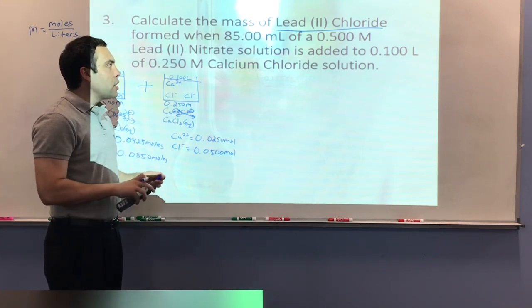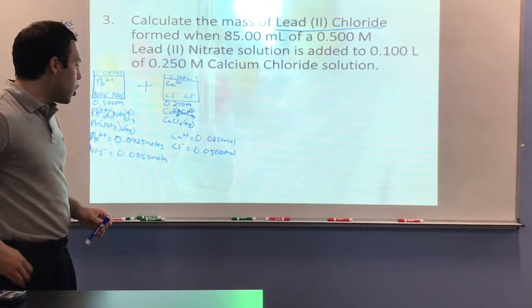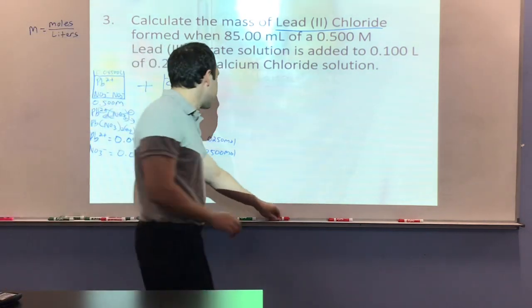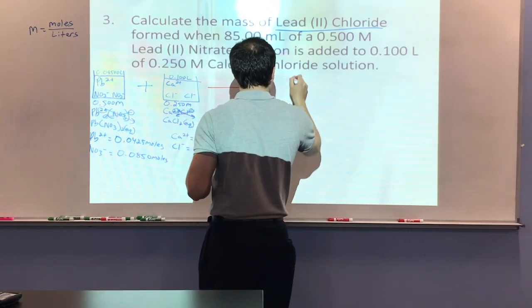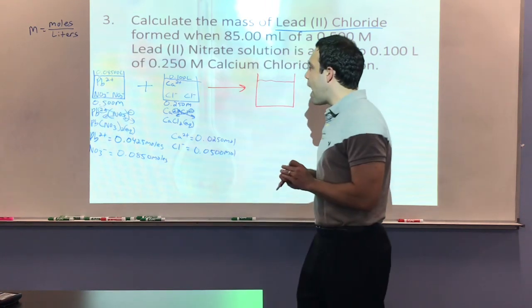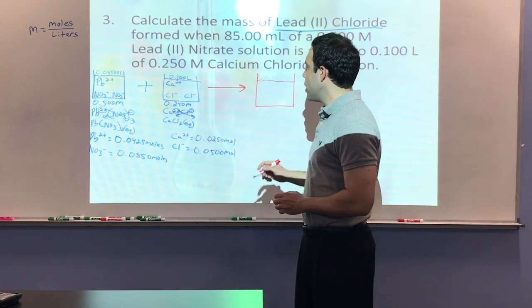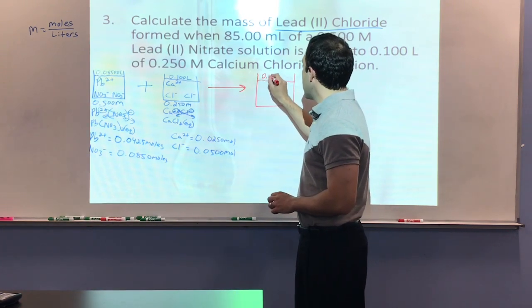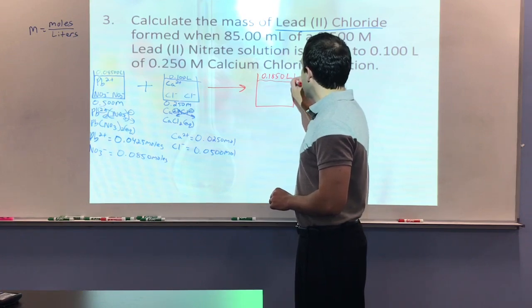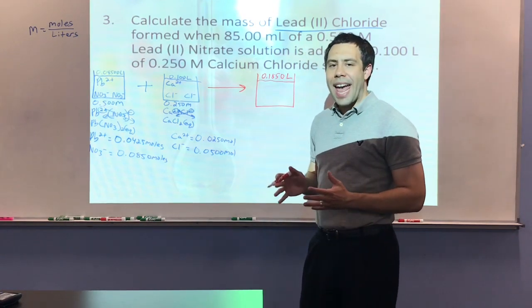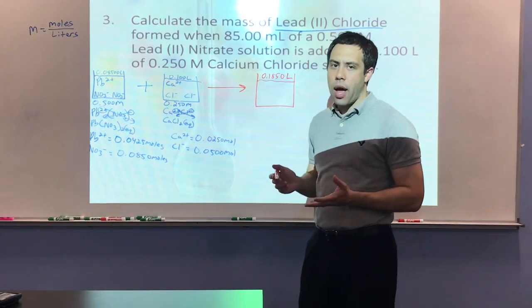In the problem, they told us that lead 2 chloride is going to be the precipitate. So when we draw our third beaker, which will have a volume of 0.0850 liters plus 0.100 liters, which gives us 0.1850 liters. We know that our precipitate is going to be lead 2 chloride.